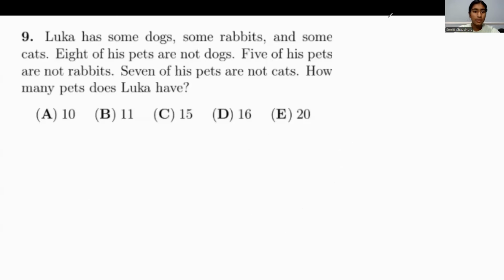Number 9. Luca has some dogs, some rabbits, and some cats. 8 of his pets are not dogs. 5 of his pets are not rabbits. 7 of his pets are not cats. How many pets does Luca have?